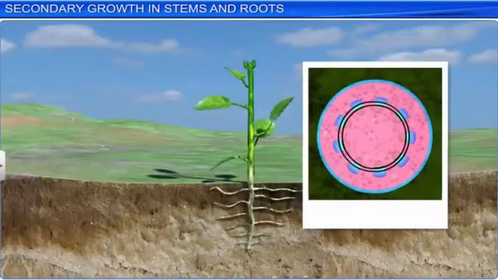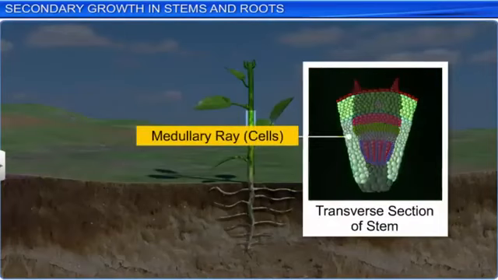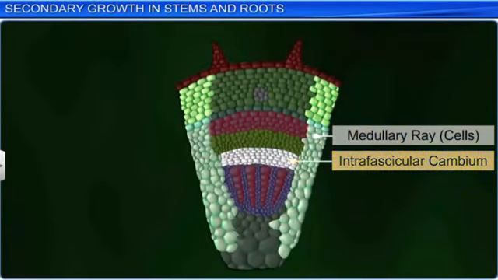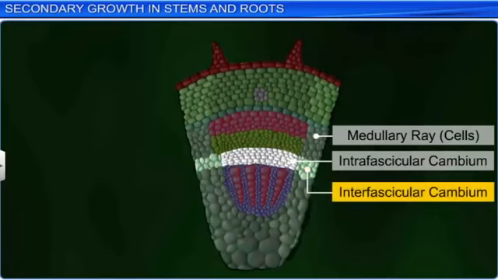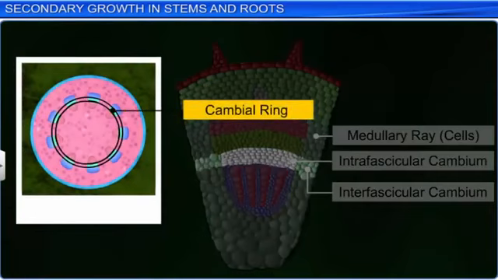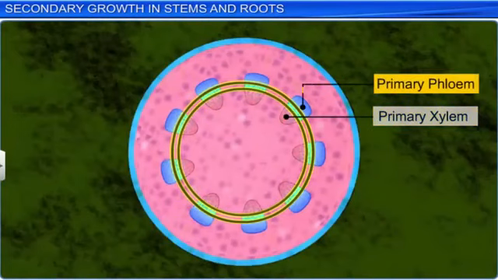When the secondary growth of a stem begins, a process of differentiation takes place in the cells of the medullary rays. These cells, located next to the intrafascicular cambium, become meristematic in nature and lead to the formation of the interfascicular cambium. Thus, the fusion of intrafascicular cambium and the interfascicular cambium results in the formation of a continuous ring of cambium, or the cambial ring. At this stage, the cambial ring has primary xylem on its inner surface and primary phloem on its outer surface.